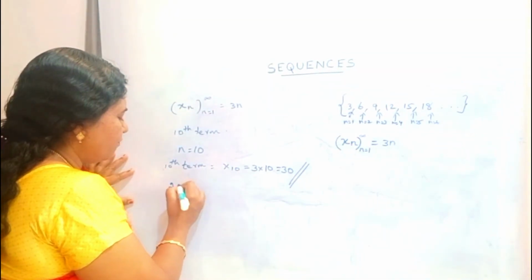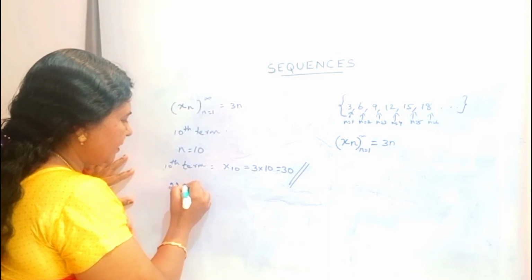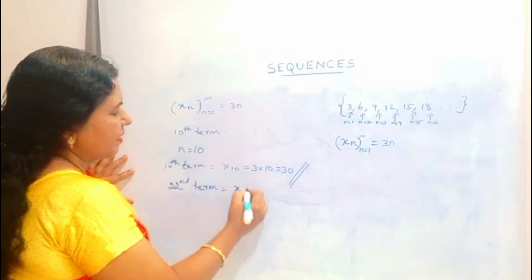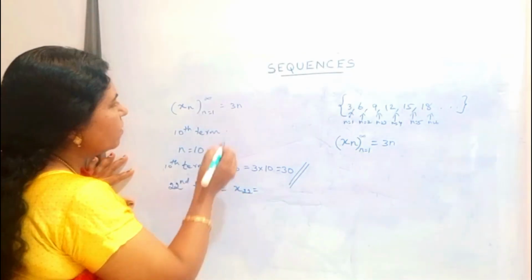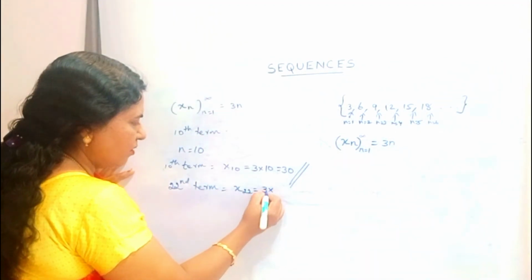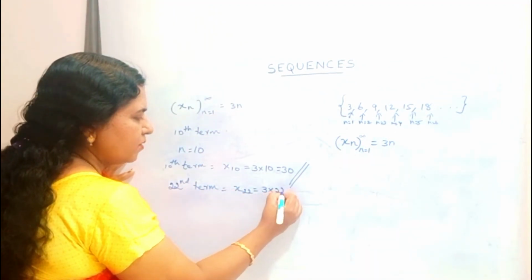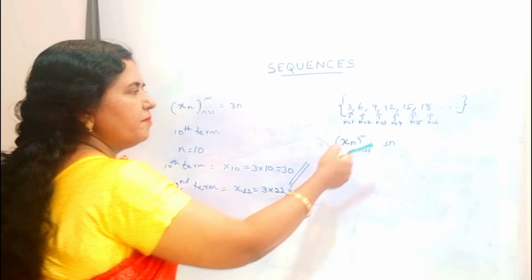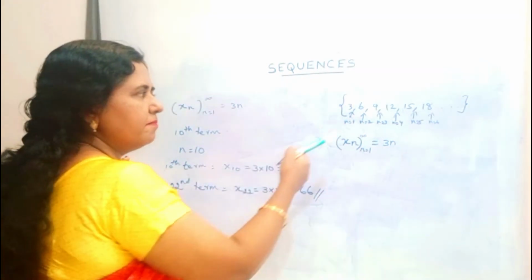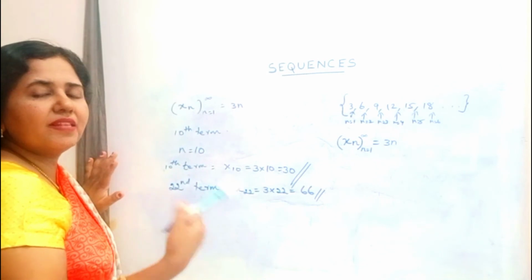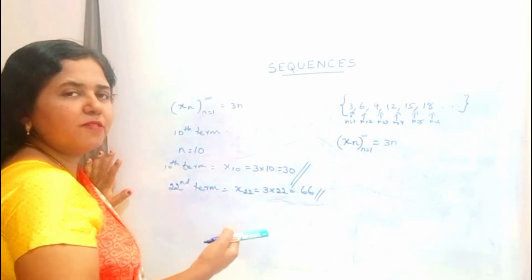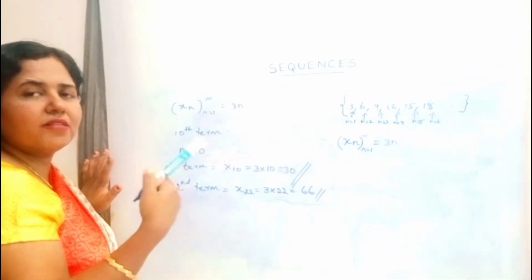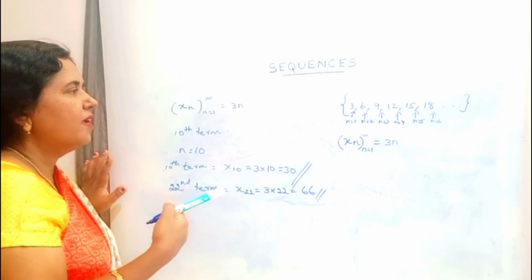If we are asked to find out, for example, some 22nd term, it is equal to x22. So, x22 is equal to 3 into n. So, 3 into the value of n is 22. So, 3 into 22 is equal to 66. So, this 66 will be the 22nd term present in the sequence. So, in this way, we can easily find out the terms present in the given sequence if we are having the general form or general expression for the terms present in the sequence.